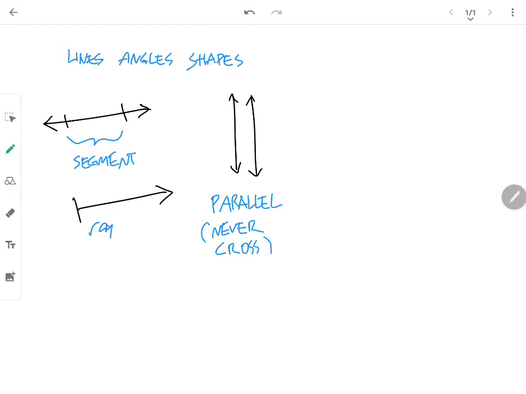Okay, but lines may intersect. If they're not parallel, it means that they may intersect. So here's a couple of lines, and I'm drawing sort of infinite lines with the arrows, right? And so these lines do cross. So these lines are not parallel, and they intersect at a point.